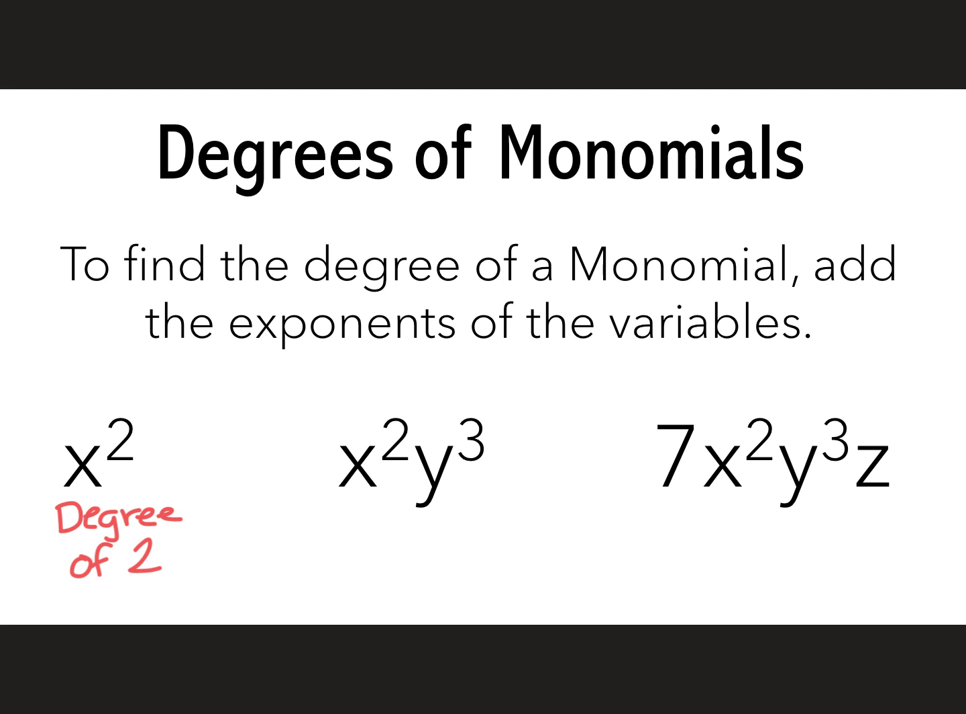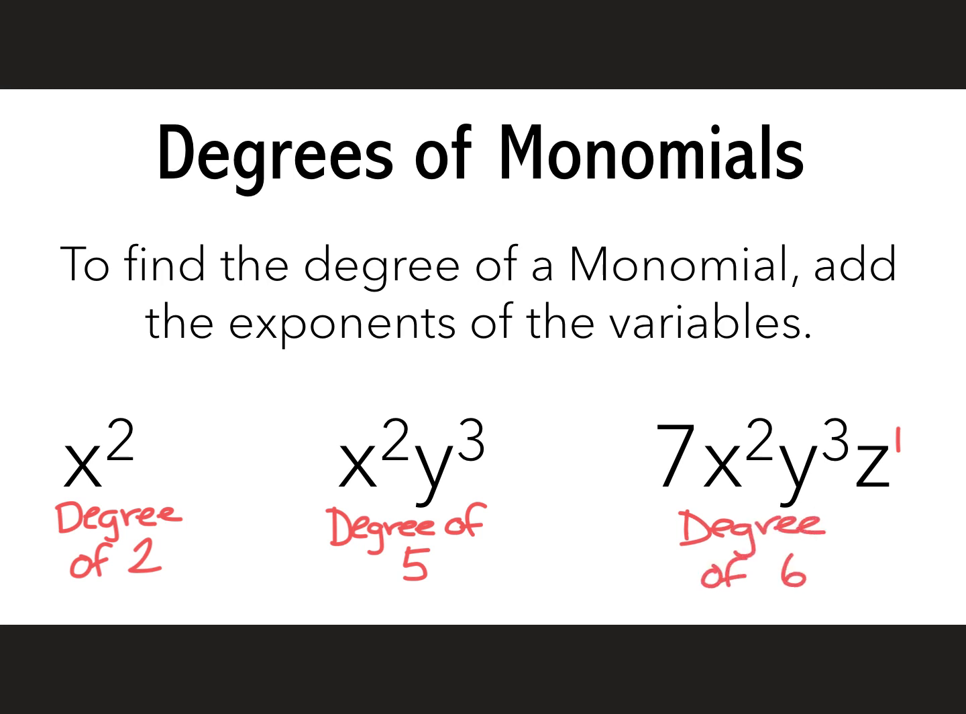Okay, look at the next one. All you do is add the 2 and the 3. You get a 5. So that particular monomial is a degree of 5. Finally, look at this last one. Now, does the 7 do anything for us? No, it's not a variable. So I'm going to ignore that number. And I'm going to look at the 2, the 3. And is that it? Is it a degree of 5? Actually, no. That z, what's its exponent? 1. And so 2 plus 3 plus 1, this is a degree of 6.